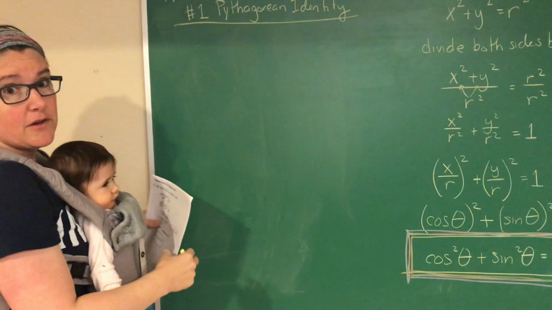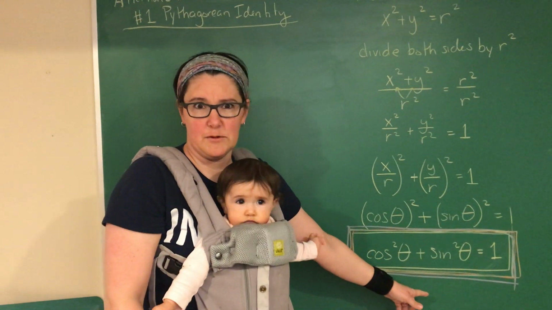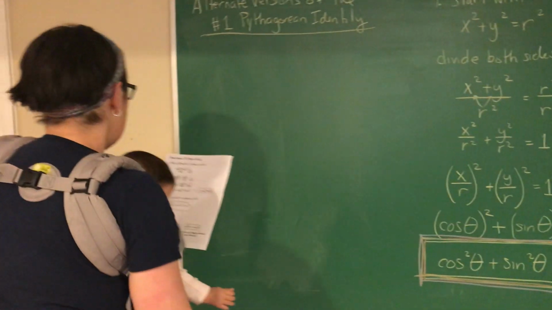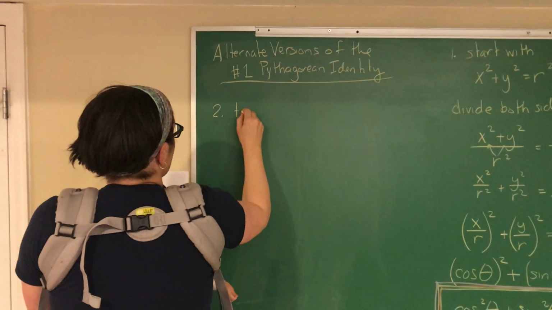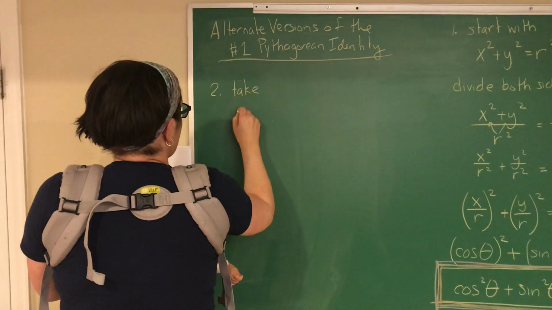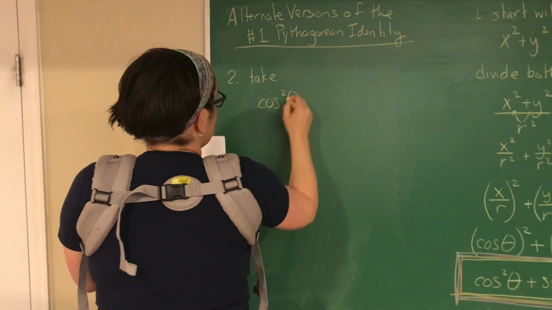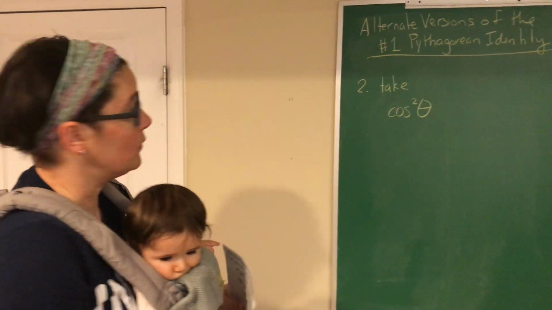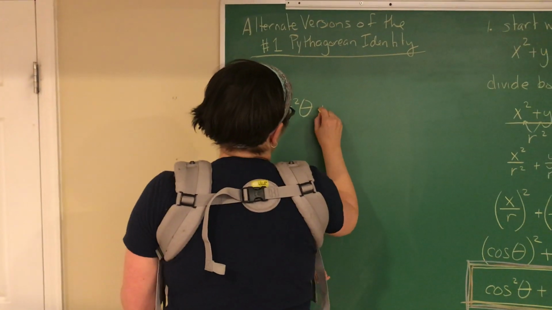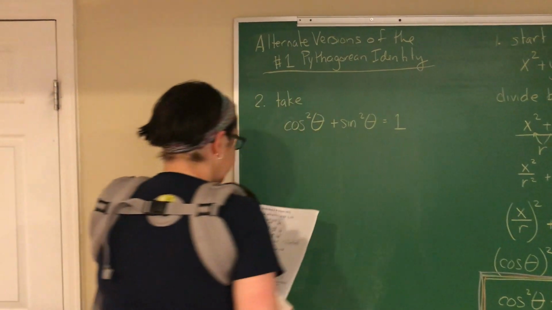The number 1 Pythagorean identity being cosine squared theta plus sine squared theta equals 1. Here are the alternates. So the second one, we're going to start with the number 1 best Pythagorean identity, best trig identity in the world. Cosine squared theta plus sine squared theta equals 1.